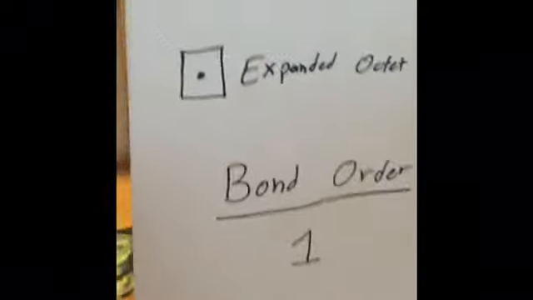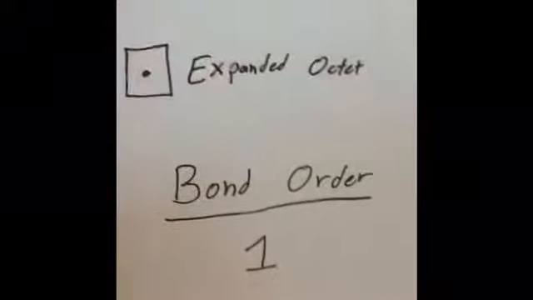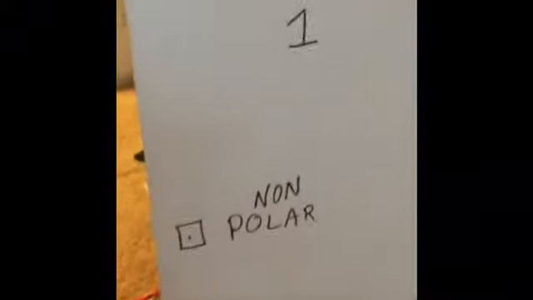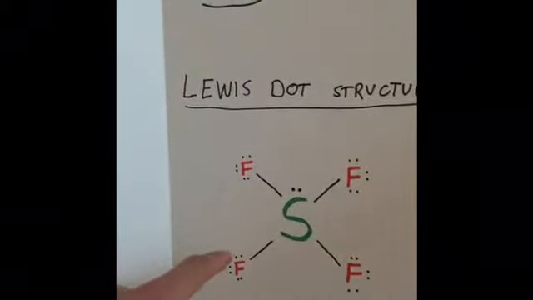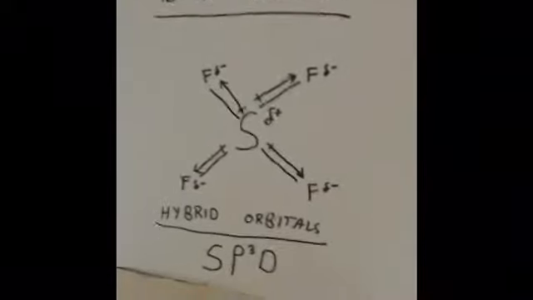The bond order is 1. This is because in a single bond, the bond order is 1. It's a nonpolar molecule because the dipole moments toward F cancel each other out. Because there are 4 right here, they cancel each other out, which was shown in the bond polarity.